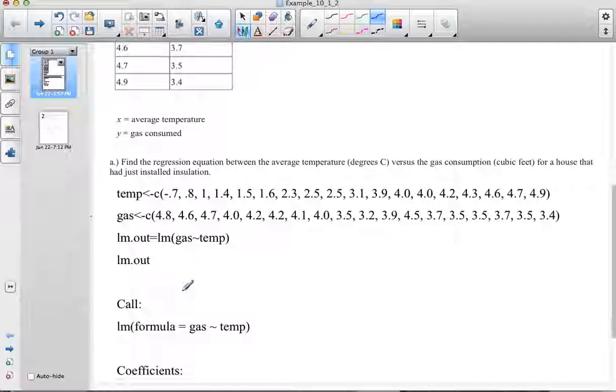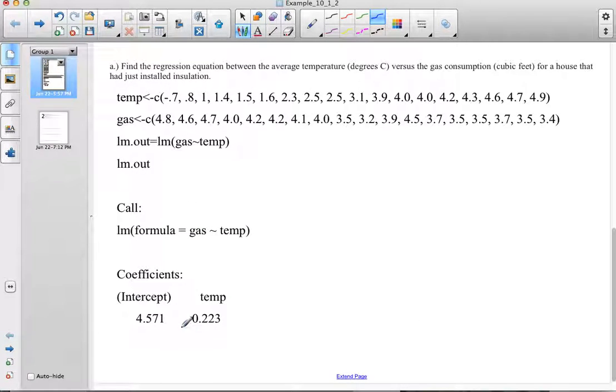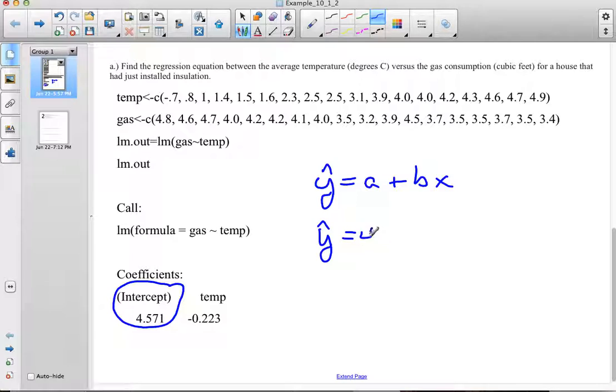If we move down, it will give you this as your output. And again, a lot of other software has this kind of output, so that's more of what you're looking at. The general regression equation is y hat equals a plus bx, where a is your y-intercept and b is your slope. Looking here, it gives you the coefficients. This one it calls the intercept, so that's your y-intercept. So y hat is equal to 4.571. And then your temperature value here, that's your slope.